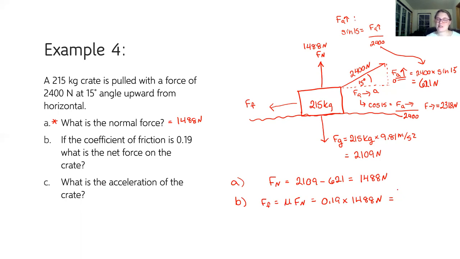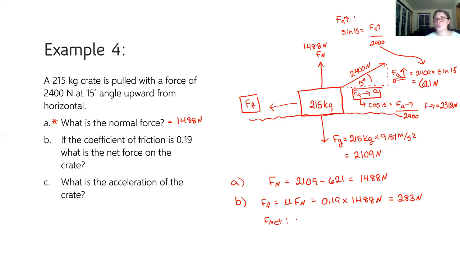So now that we have that, the force caused by friction is 283 newtons. Now we need the net force. Now, when we find the net force, we know the vertical forces are balanced. That's what the normal force did. We're just looking at horizontal. And horizontal, we're going to have the force of friction and this force to the right. And we need to balance them out.